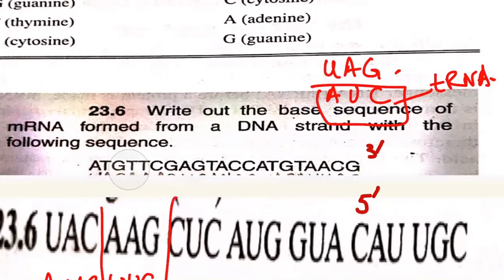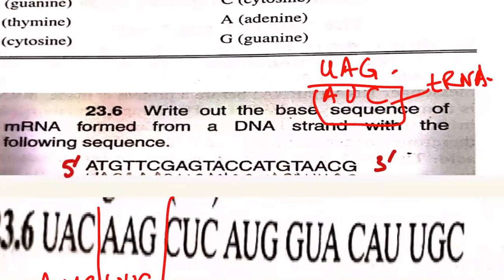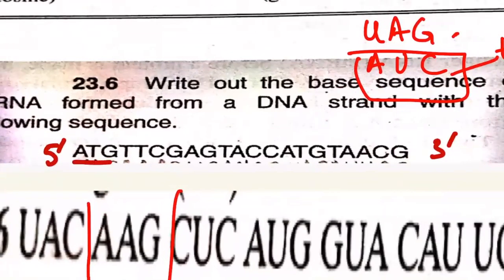For example, if I have to read this, and let's assume that this is 5 prime to 3 prime, right? Now I have to read it. I read like this: ATG, TTC, GAG, TAC, CAT, GTA, ACG. ठीक है? This is the only method of reading. For example, I don't read like this, I have to read like this.